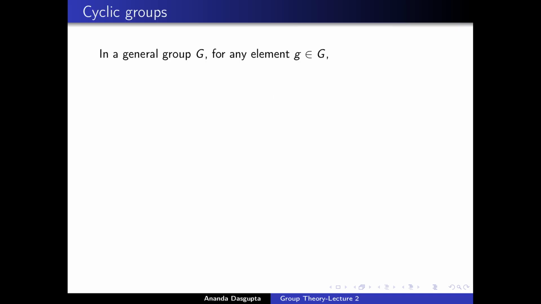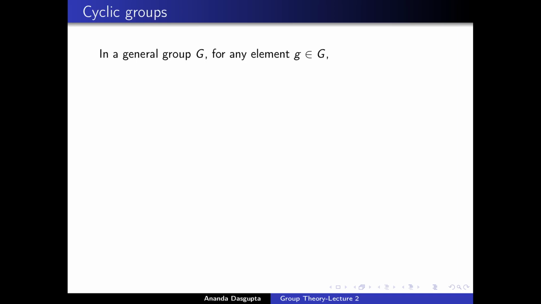Now for a general group capital G, if you pick out any element small g from capital G and take all its integer powers. Now what does an integer power mean? g square of course means g times g. g cube means g times g times g, the standard way positive integer powers are defined. In addition, you have to define g to the 0 to be the identity, and you have to define g to the minus 1, well, in the way it's written, as the inverse of g. And then g to the minus 2 will be the square of the inverse of g, that is g inverse times g inverse, and so on.